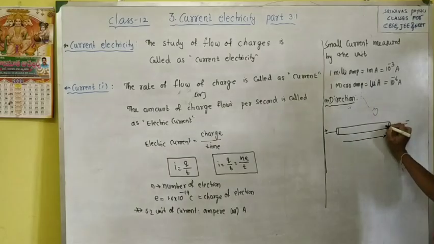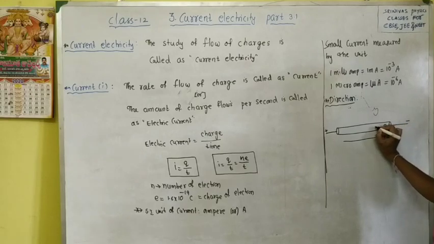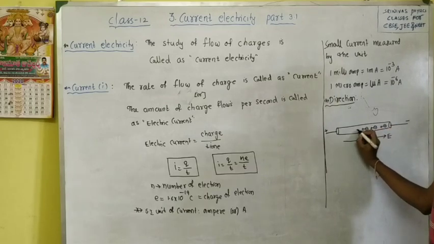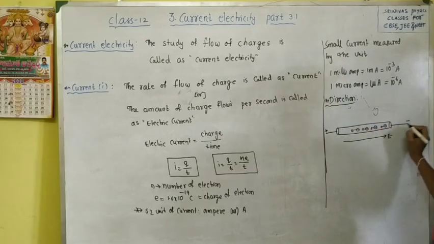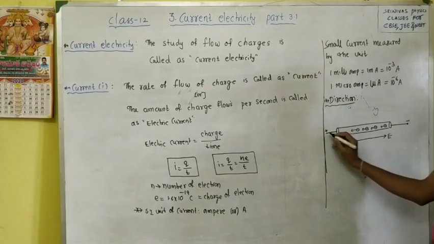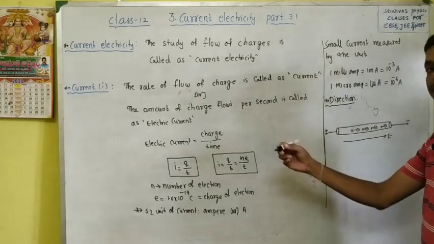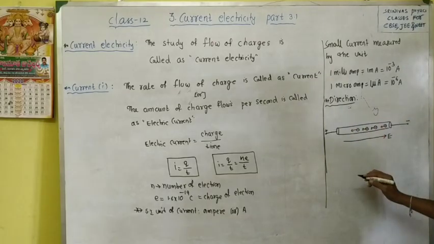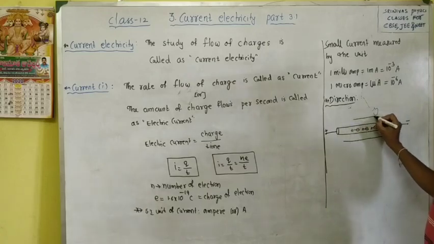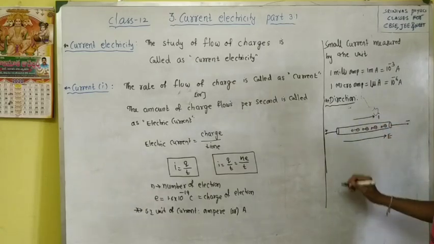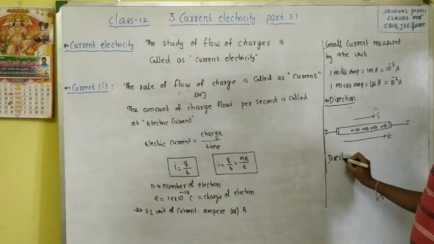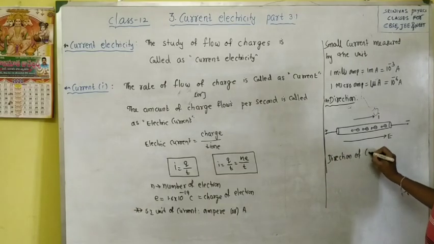Now if electrons are there in the conductor, those electrons go to the left side, because the electrons are repelled by the negative and attracted by the positive, so they will go from negative to positive. Now the electrons go this side. And what about the current? The direction of the current we will take as the right side. That means the direction of conventional current.